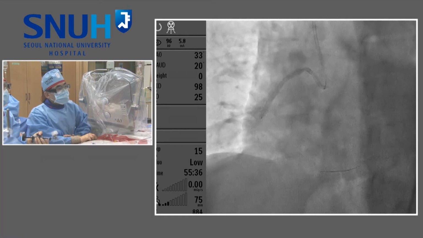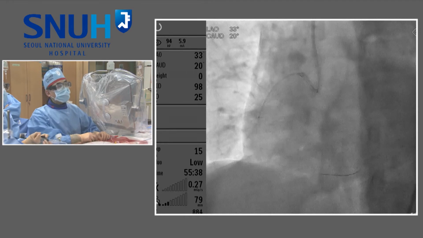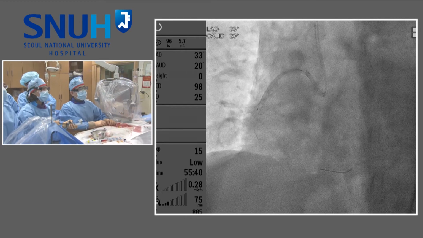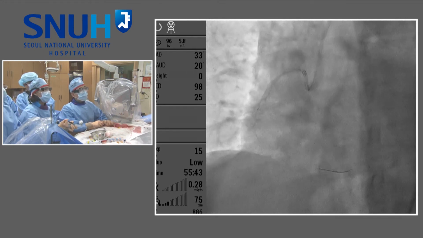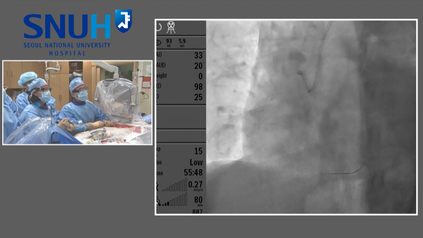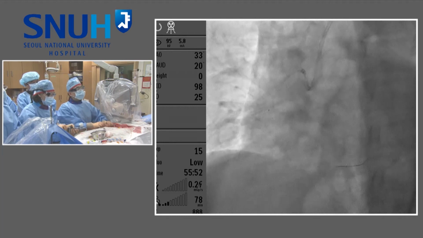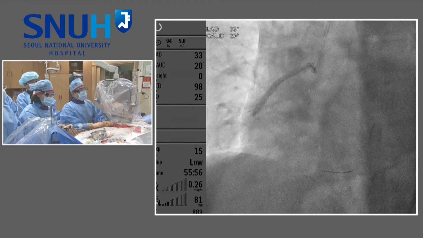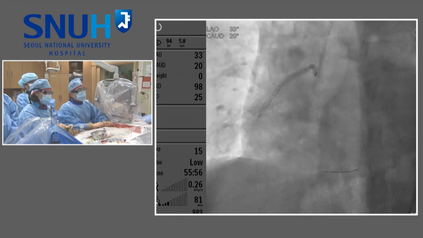Forty seconds. Okay, deflation. A little bit withdraw and maximum pressure. My habit is nominal prolonged inflation, and then I pull the balloon a little bit proximally, then perform a maximum inflation. Maximum inflation. Like this. Deflation.